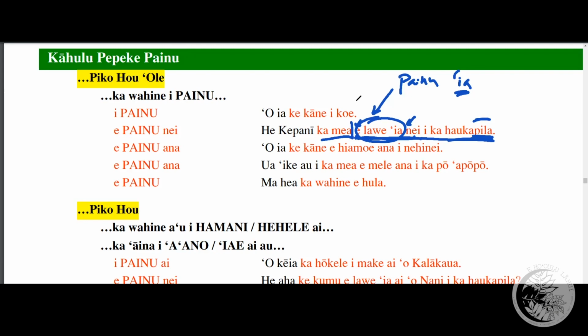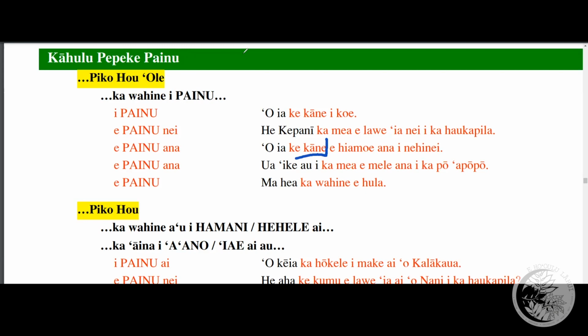And again, just to understand the function of the kahulu, the function of all of this is just to describe kamea. Hekepani kamea. That is the root of the sentence, the piko. Well, which mea? Elave iane ikaho kapila, which is being brought to the hospital. So the third one, oye kekane e hiamoyana inehine.